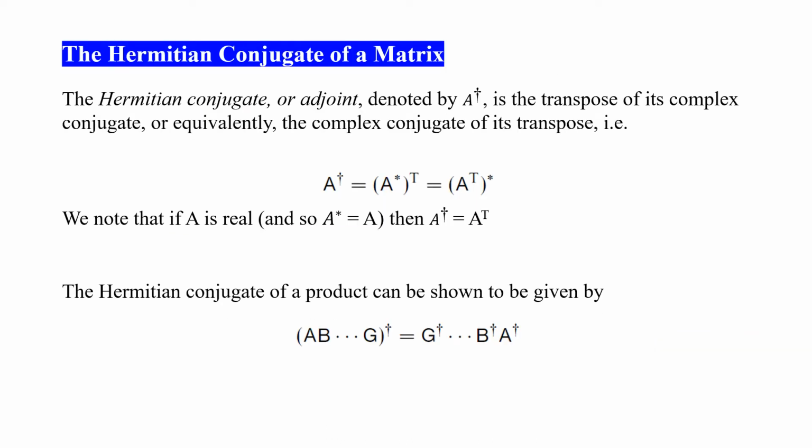In part 1 of this lesson, we ended our discussion with the Hermitian conjugate of a matrix. The Hermitian conjugate, or the adjoint, again, is denoted by A dagger, which is just the transpose of its complex conjugate, or equivalently, the complex conjugate of its transpose. That is, the Hermitian conjugate A dagger is equal to the transpose of the complex conjugate, or the complex conjugate of the transpose. We note that if A is real, then A dagger is equal to A transpose. The Hermitian conjugate of a product can be shown to be given by the following expression here.